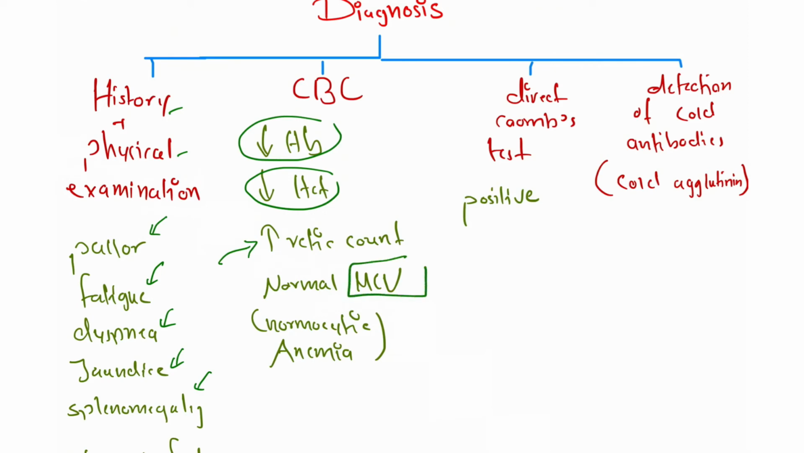Regarding mean cell volume, pay attention to this point. The mean cell volume in cold autoimmune hemolytic anemia may be normal, meaning normocytic anemia, or slightly macrocytic, meaning mean cell volume more than 100 femtoliter.